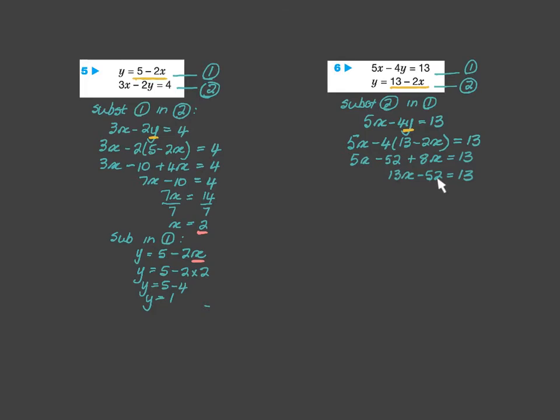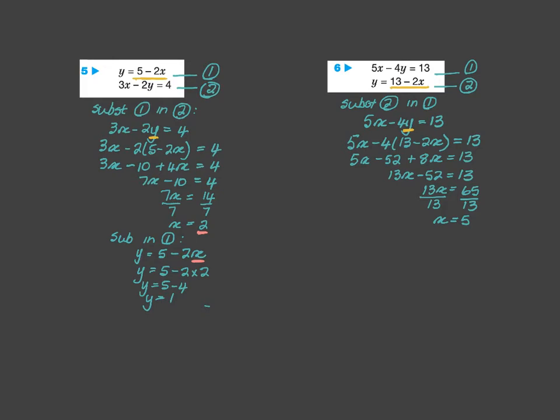I need to add 52 on the left to be able to isolate my x term, and then I must add 52 on the right. So I have 13x minus 52 plus 52 is 13x is equal to 65, 13 plus 52. Divide by 13 on both sides. And 13 divided by 13 is 1x is equal to 65 divided by 13 is 5.